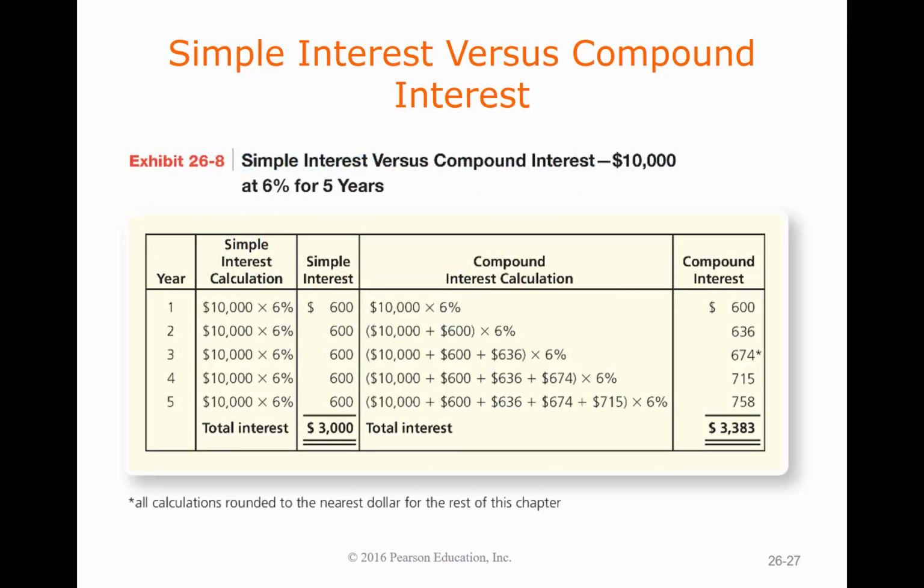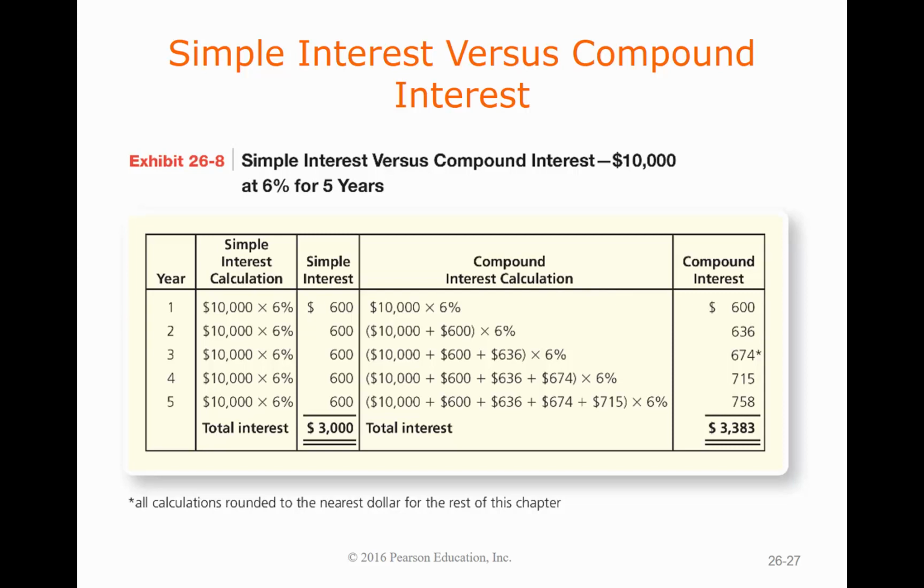So you can see an example here where we have $10,000 earning simple interest of 6%. So each year it earns $600. And at the end of 5 years, you have $3,000 in total interest. So in the end, you have $13,000, right? The $10,000 you invested plus the $3,000 in interest.